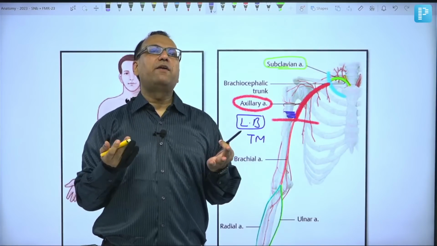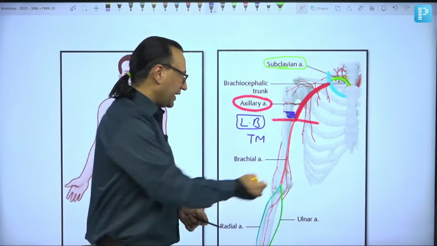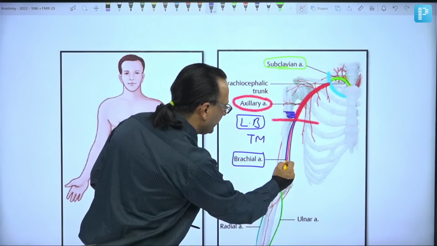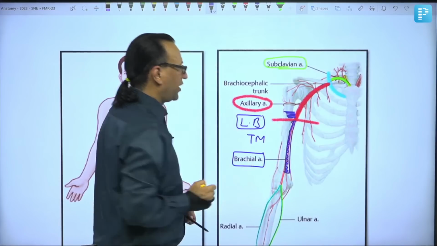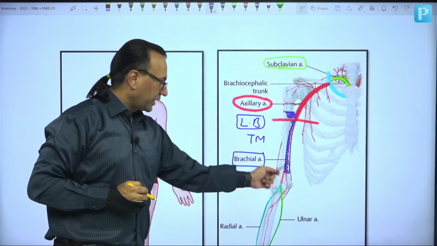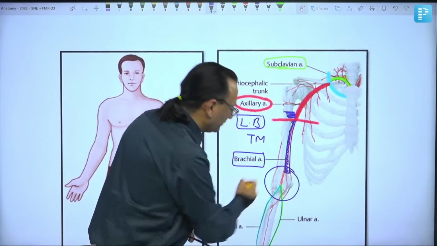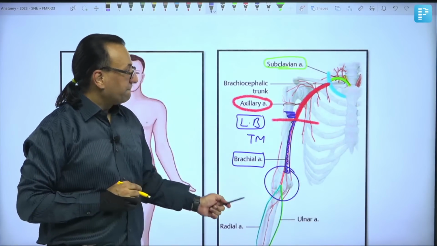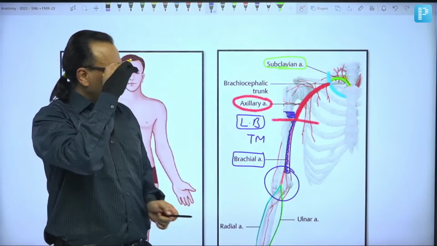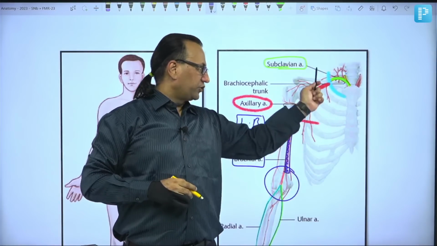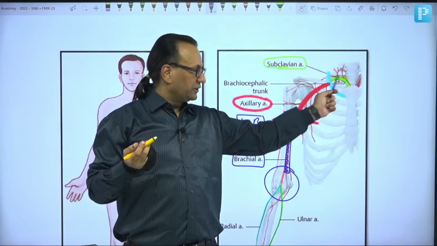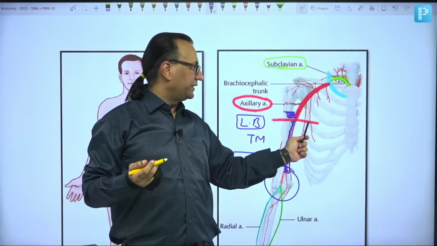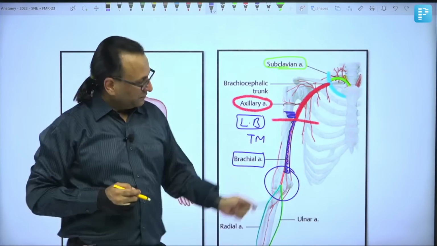No, the naming will stop, the artery will continue, but then it will be called the brachial artery in the arm. Brachial artery is a content of cubital fossa, and there it will give two branches. So what is the extent of the axillary artery? It comes from the outer border of the first rib, because before that it is under the clavicle, so subclavian artery, and reaches till the lower border of teres major. After the lower border of teres major, it is brachial artery.